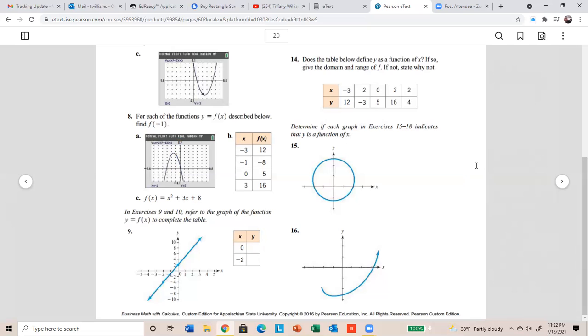Number 15, I've got a circle, right? If I was to place a vertical line anywhere on this circle, let's say like right here, how many times did my vertical line hit this graph? There's 1, there's 2. That automatically means that number 15 is not a function. And here's the reason why it's not a function.